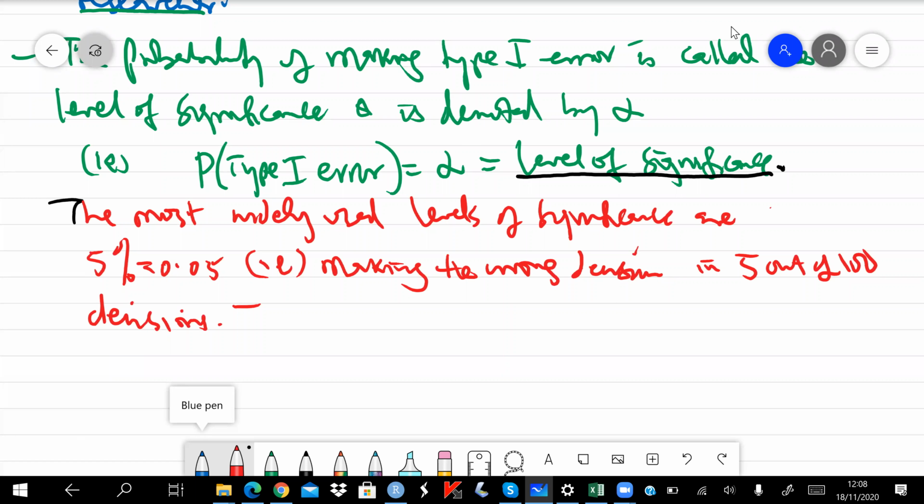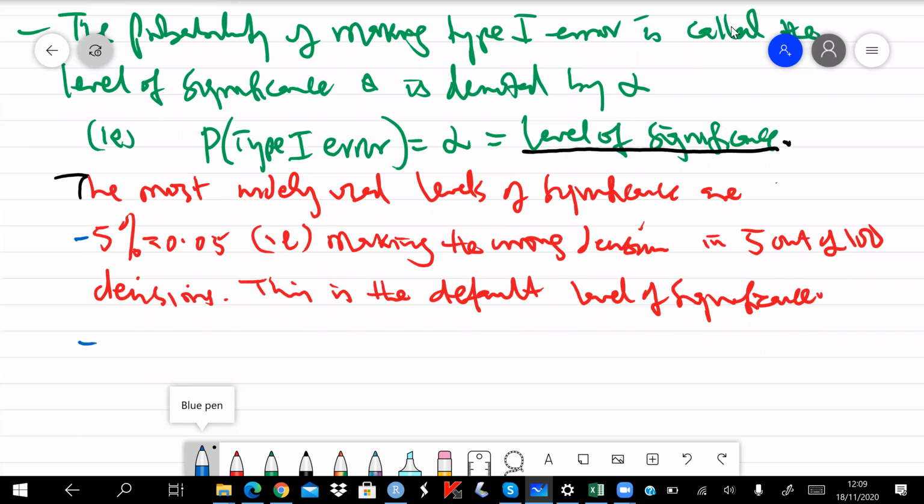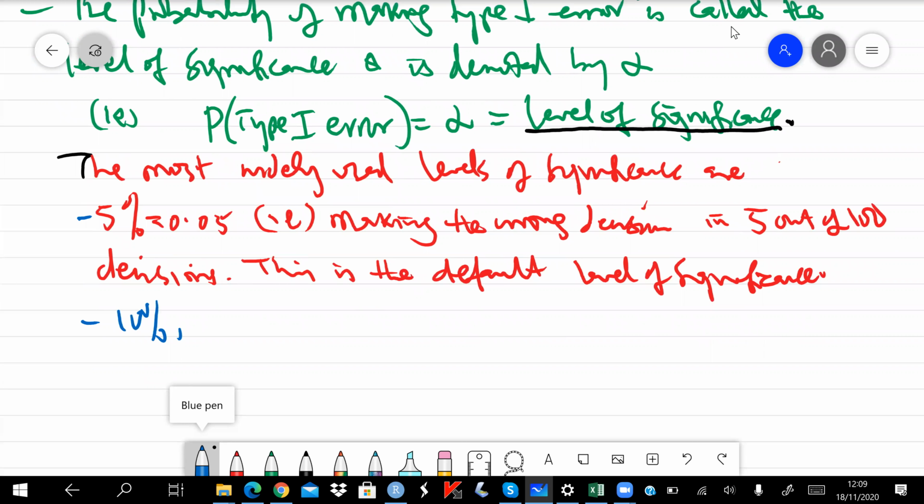So this is the default level of significance. If you are solving a problem and you have not been given the level of significance, you are supposed to use 5%. Other levels of significance are 10% and 1%. Those three are the most widely used levels of significance.